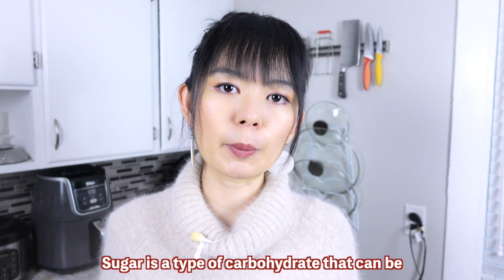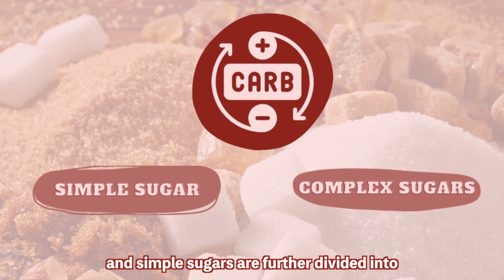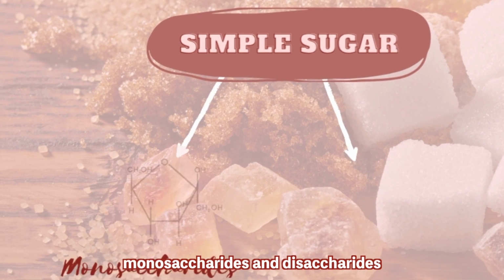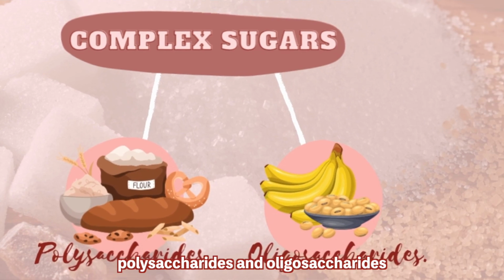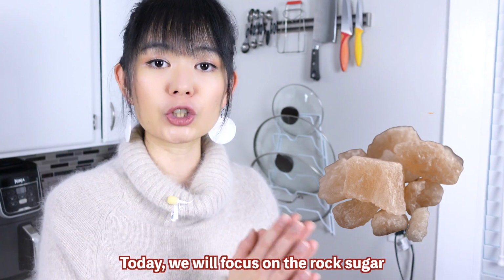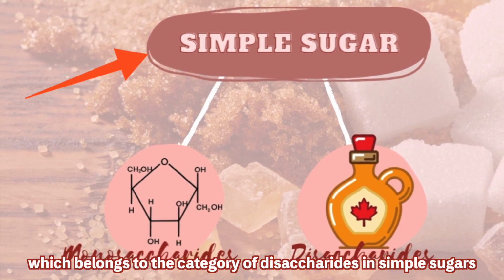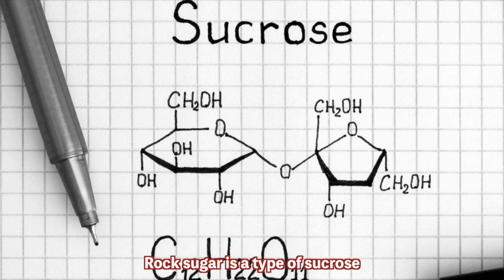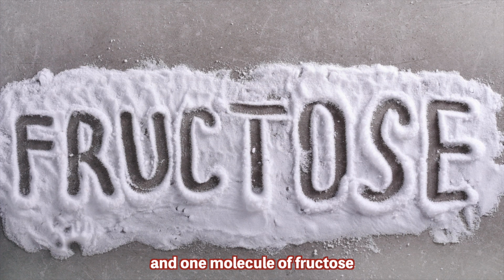Sugar is a type of carbohydrate that can be separated into simple sugar and complex sugar. And simple sugar are further divided into monosaccharides and disaccharides, while complex sugar refers to polysaccharides and oligosaccharides. Today we're going to focus on the rock sugar, which belong to the category of the disaccharides in simple sugar. Rock sugar is a type of sucrose composed of one molecule of glucose and one molecule of fructose.